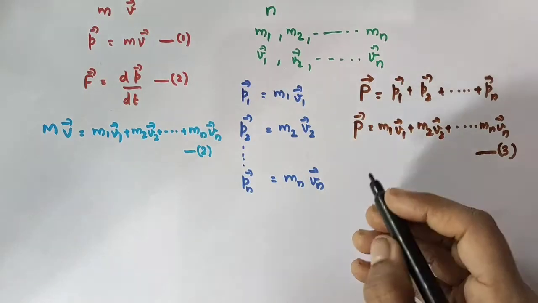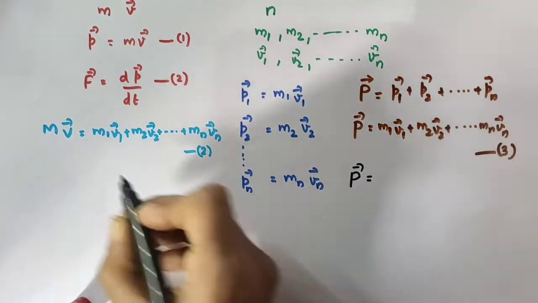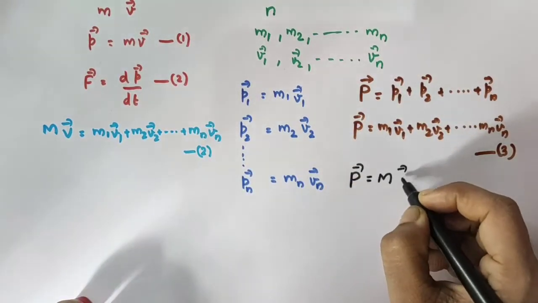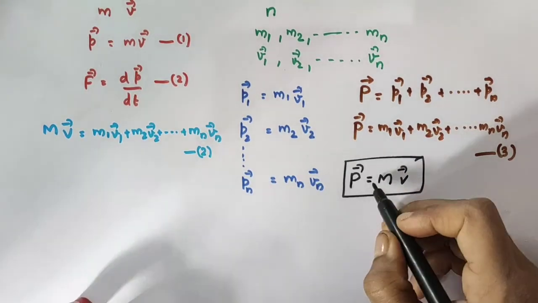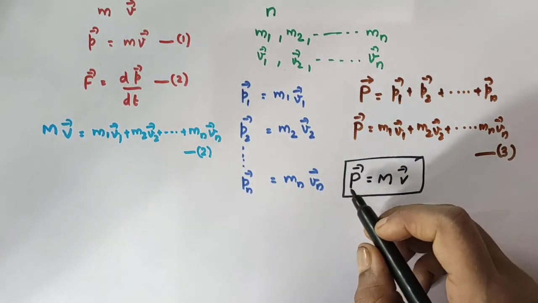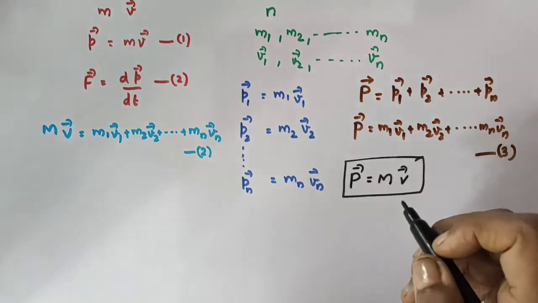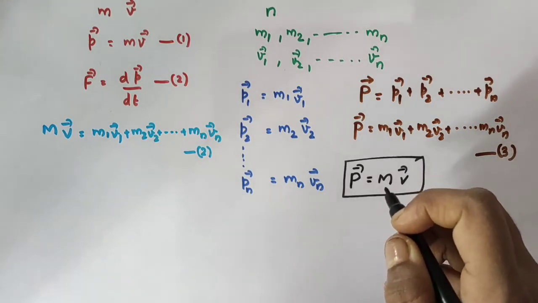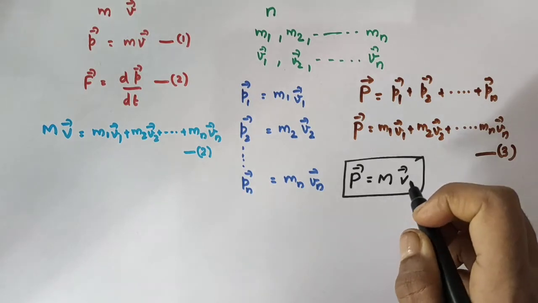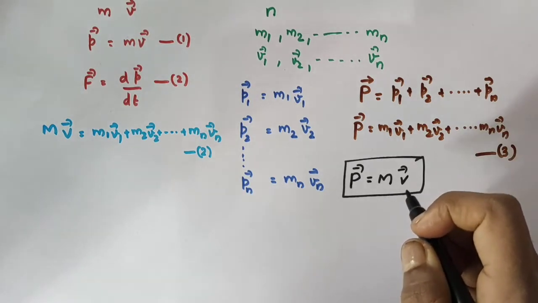So we can write vector P is equal to M into vector V, where vector P is the total linear momentum of the system of particles, capital letter M is the total mass of that system, and vector V is the velocity with which the center of mass moves.